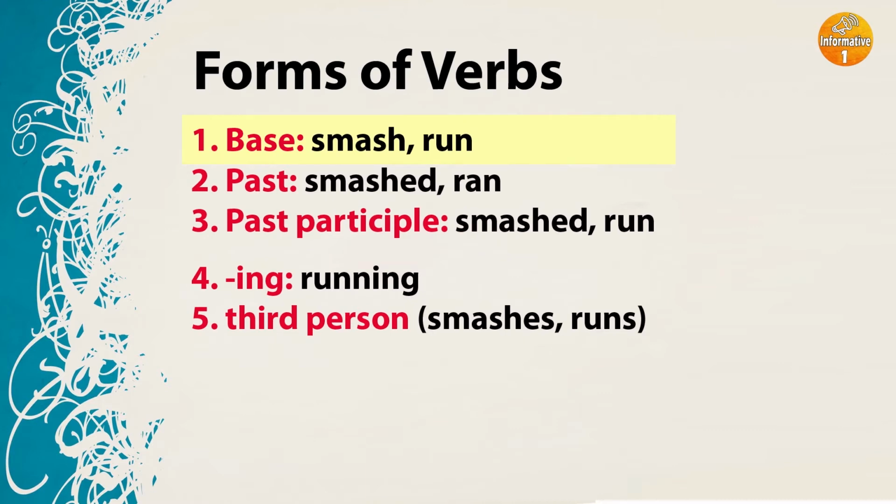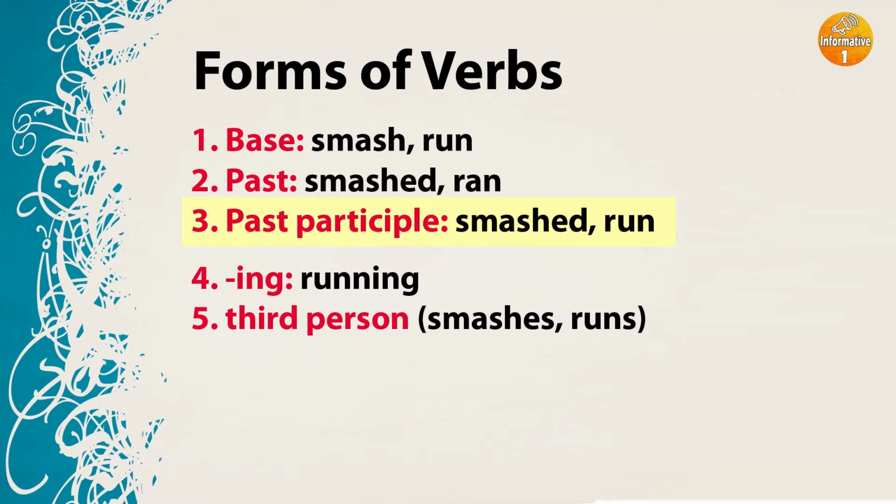Verbs in English have 5 main forms. The base form, which is, for instance, smash, run, go, help, and so forth. This is the base, uninflected, or infinitive form of a verb. The second form is past, and that would be smashed, ran, went, and so forth. The third form is past participle, and it's smashed, run, helped, and so forth.